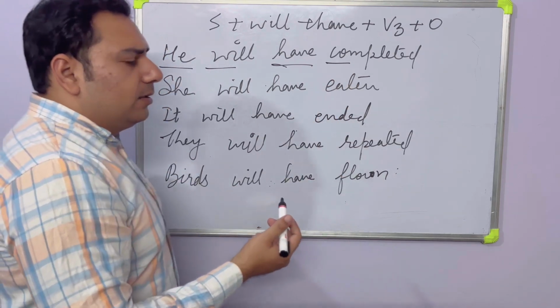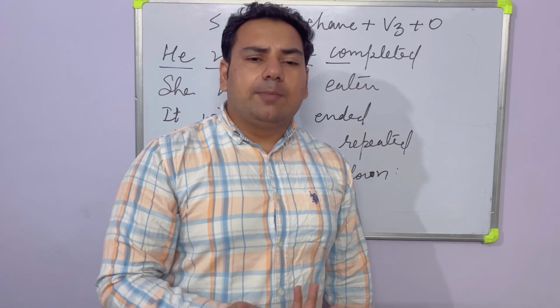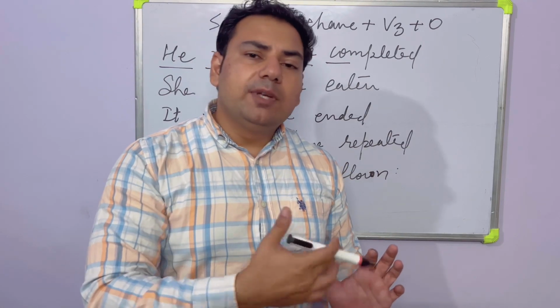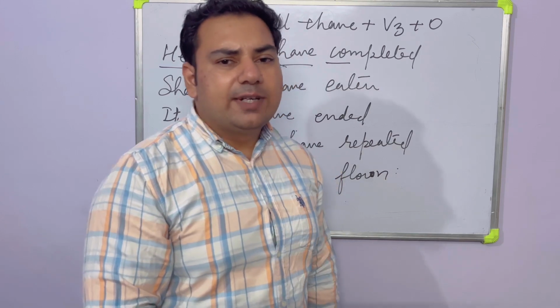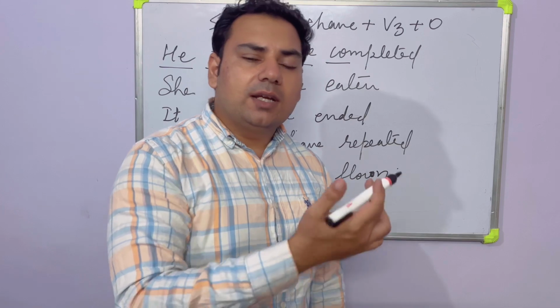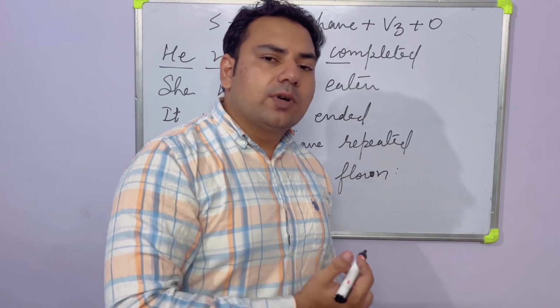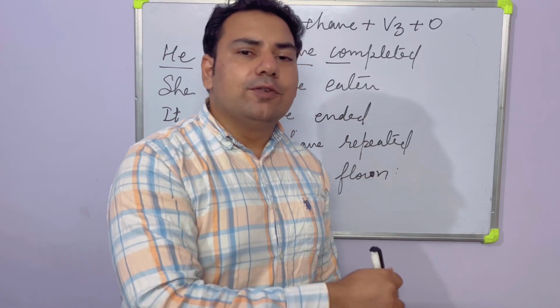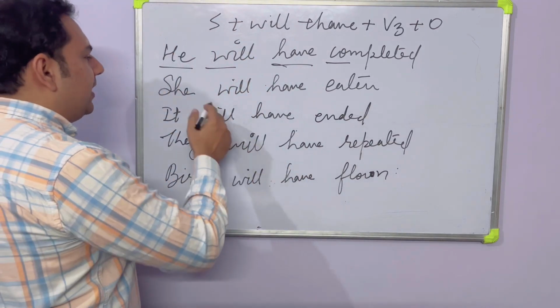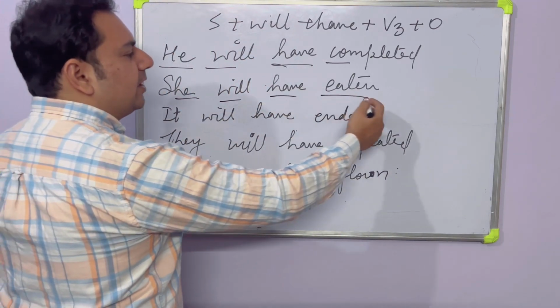Okay, like in the future one, what actually happens is that you will be completing the work in future. You will be completing that. So that is very simple. In the future continuous, you will be doing that work in a continuous period, into a continuous time frame in future. So it is very easy. It's not very hard. She will have eaten, third form.